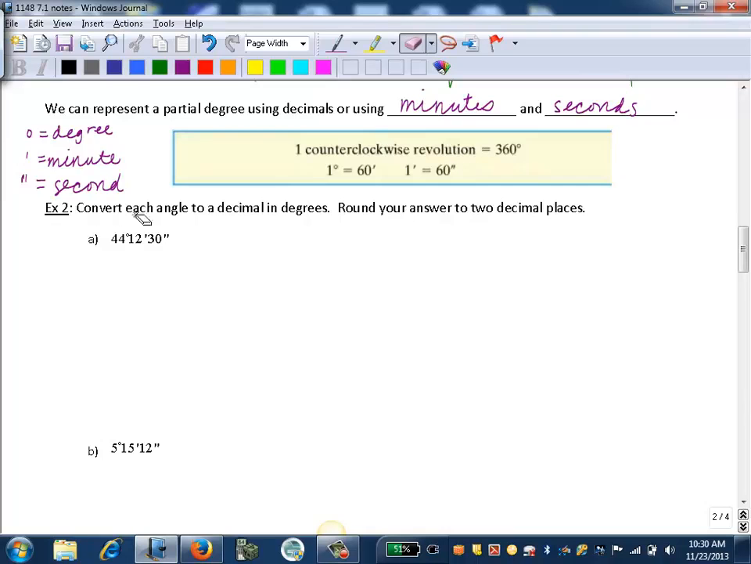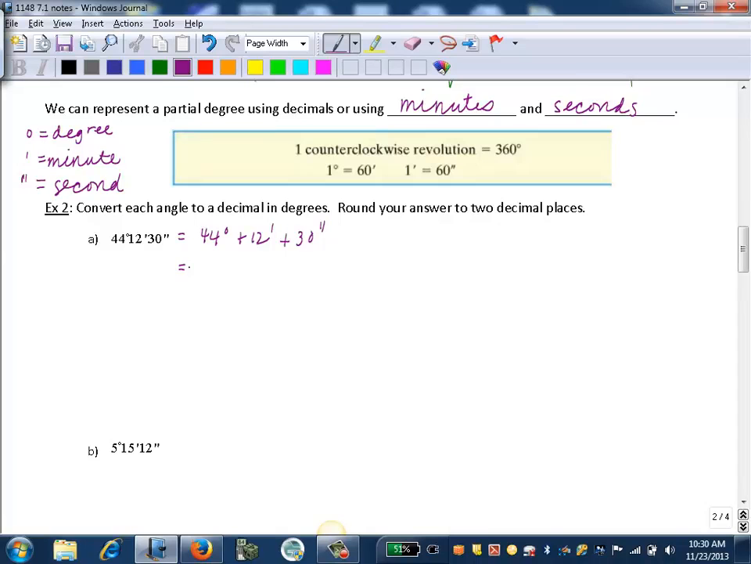So example 2, we want to convert each angle to a decimal in degrees, and then we're going to round our answer here to 2 decimal places. So what we want to do is be able to convert from our degree, minute, second notation like this into decimal notation, and then vice versa. So part A, we've got 44 degrees, 12 minutes, and 30 seconds. So I can rewrite this as 44 degrees plus 12 minutes plus 30 seconds.